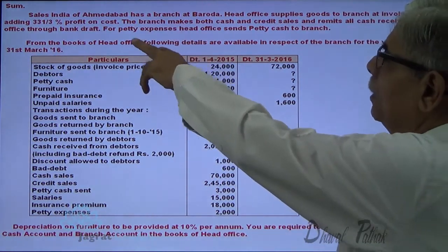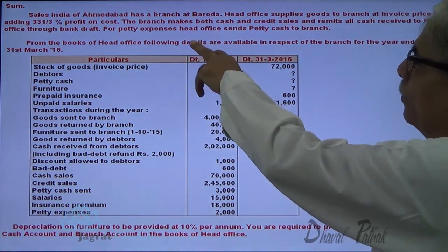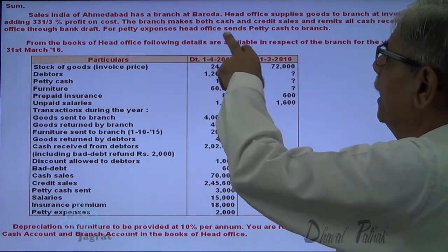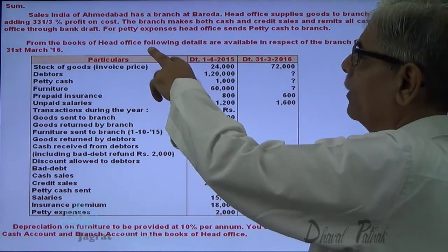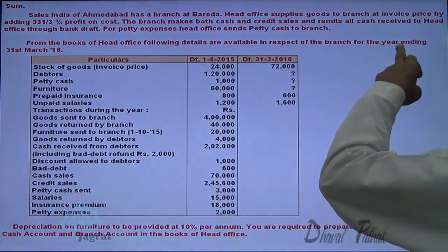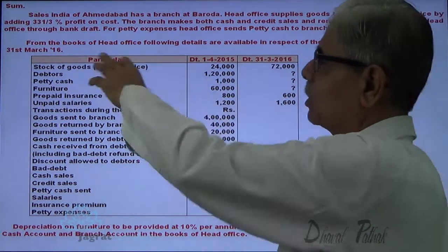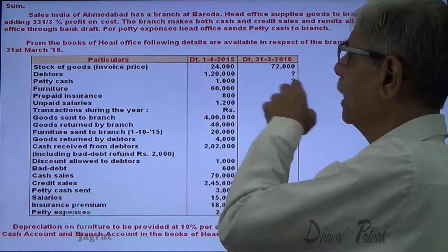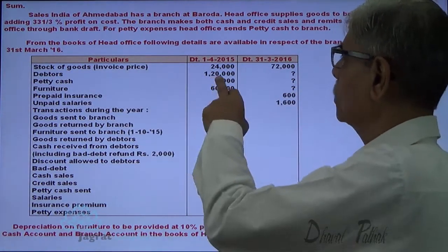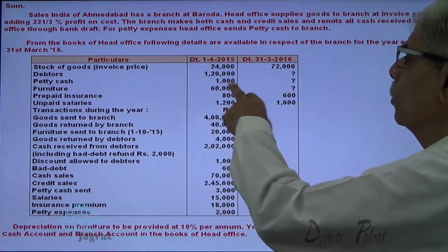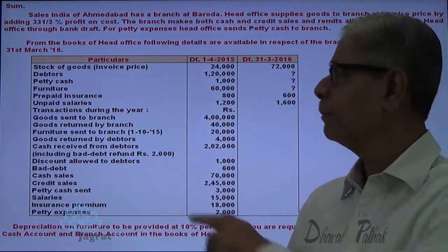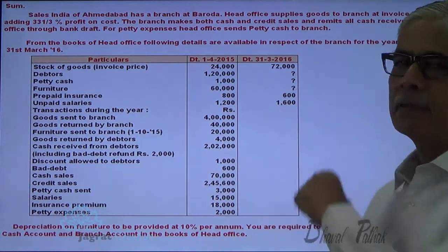For petty expenses, head office sends petty cash to the branch. From the books of head office, following details are available in respect of branch for the year ended on 31st of March 2016. Stock at an invoice price, opening stock, closing stock, debtors opening balance, closing balance of debtors is not given, notice it. Petty cash opening balance is given, closing balance is not given. Furniture opening balance is given, closing balance is not given.